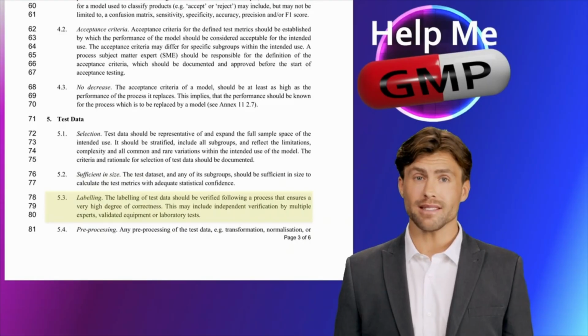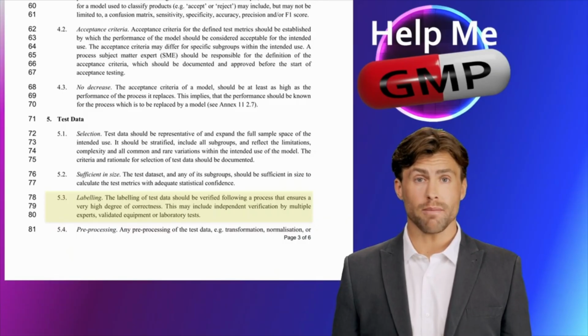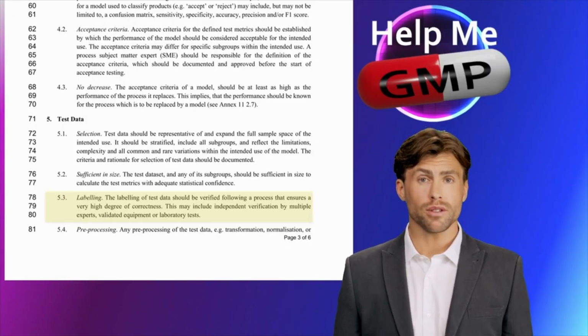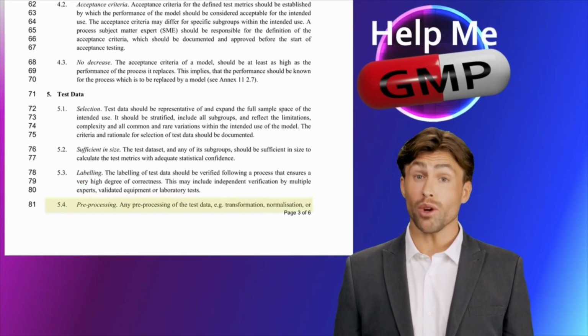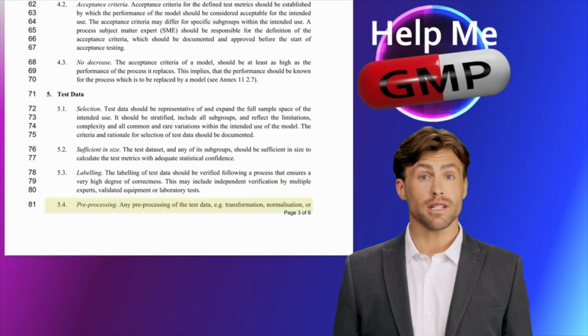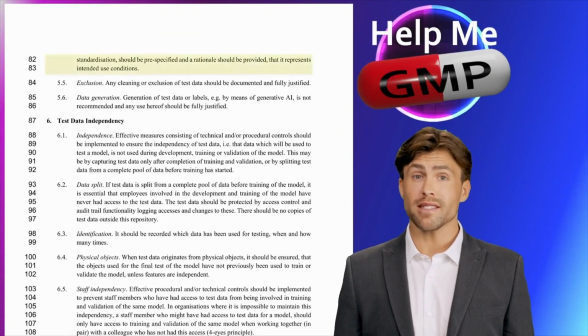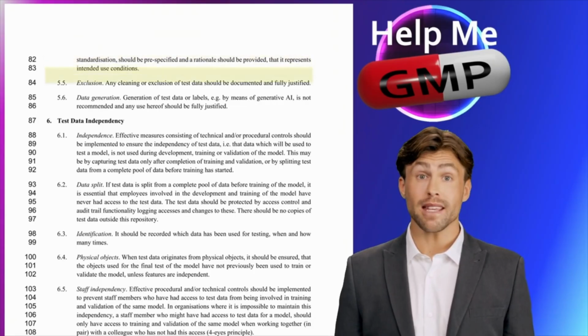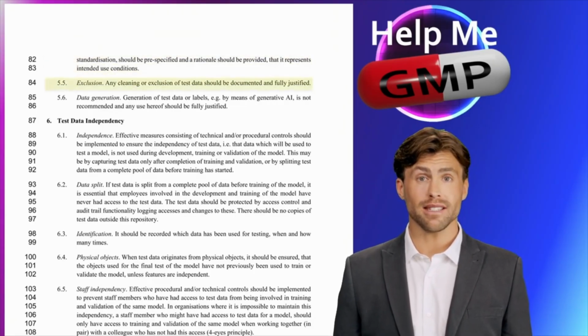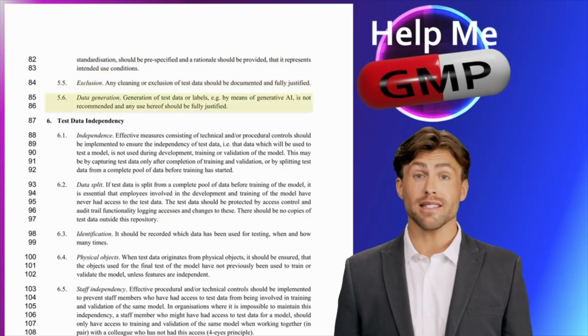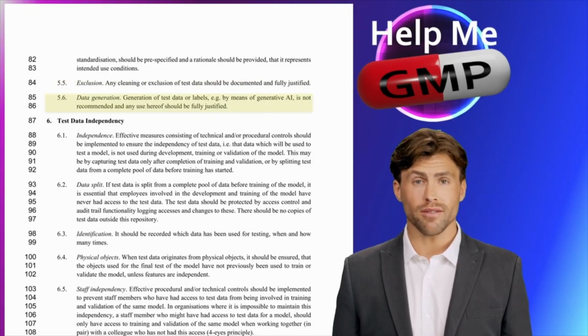Labeling. The labeling of test data should be verified following a process that ensures a very high degree of correctness. This may include independent verification by multiple experts, validated equipment, or laboratory tests. Pre-processing. Any pre-processing of the test data should be pre-specified, and a rationale should be provided that it represents intended use conditions. Exclusion. Any cleaning or exclusion of test data should be documented and fully justified. Data generation. Generation of test data or labels, e.g. by means of generative AI, is not recommended, and any use hereof should be fully justified.